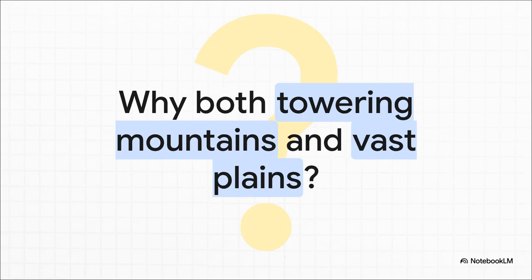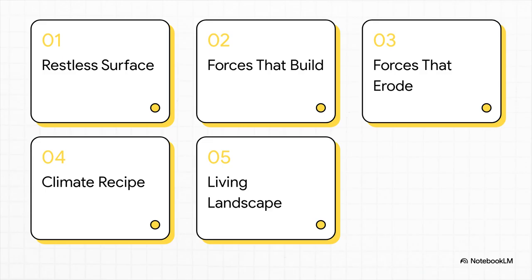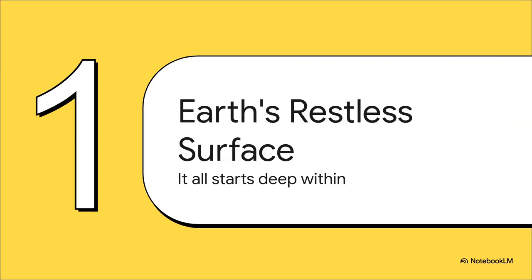It's a huge puzzle, and the pieces are scattered everywhere, from the molten core of the Earth all the way up to the very air we breathe and even the plants growing at our feet. So to put this puzzle together, we're going to take a little journey, 5 steps. First, we'll look at the Earth's restless surface. Then we'll check out the forces that build things up and the opposite forces that tear them back down. After that, we'll see how all that sculpting actually creates our climate. And finally, we'll see how that climate leads to the living landscapes we all know. All right, first up, Earth's restless surface.